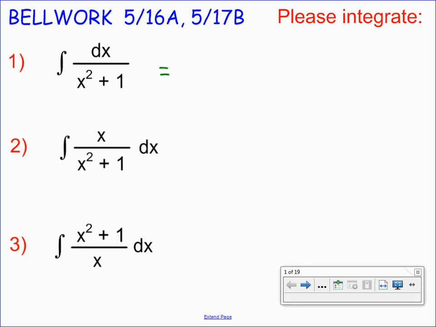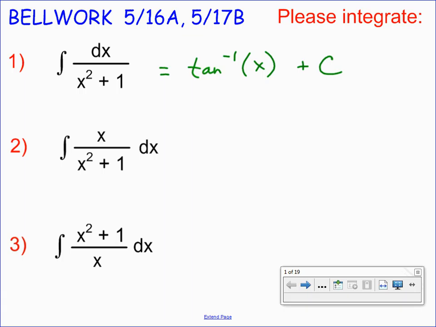All right, let's take a look at the second one. In the second one, we have an x on top, and that changes our approach dramatically. So how did you handle that second one then? Kobe? I did a natural log of x squared plus 1 over 2.